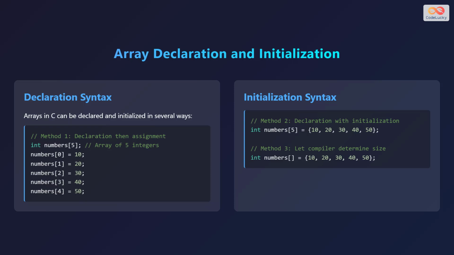Method 2 involves declaring and initializing the array at the same time using curly braces. For example, int numbers of size 5 equals 10, 20, 30, 40, and 50 enclosed in curly braces. Method 3 involves letting the compiler determine the size of the array based on the number of elements provided during initialization. For example, int numbers where the size is not explicitly defined equals 10, 20, 30, 40, and 50 enclosed in curly braces.